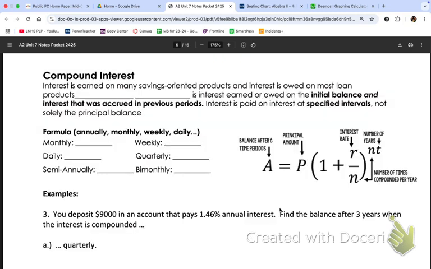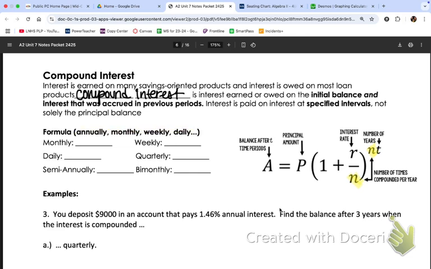Okay, I'm not going to read this whole paragraph. It says compound interest, because that's what we're doing. Compound interest is interest earned or owed on the initial balance and interest that was accrued in previous periods. It's done over specified intervals. So this is where you have to think about the number of times per year. It's basically the same as what we just saw, except that you now have an N that you have to deal with. And so that's where all of this stuff comes in.